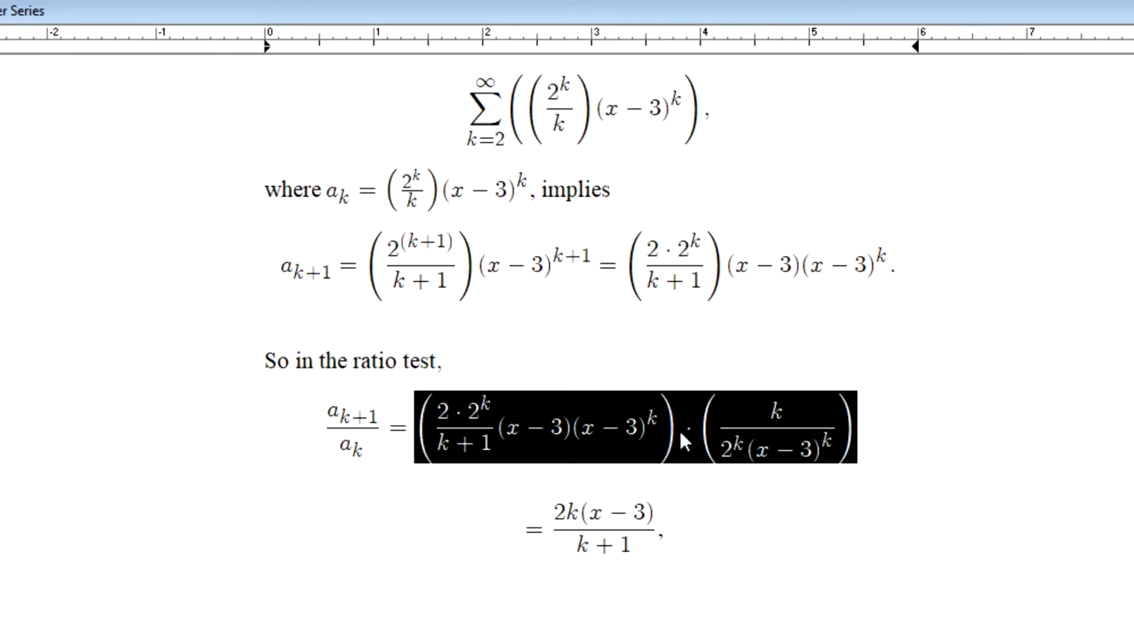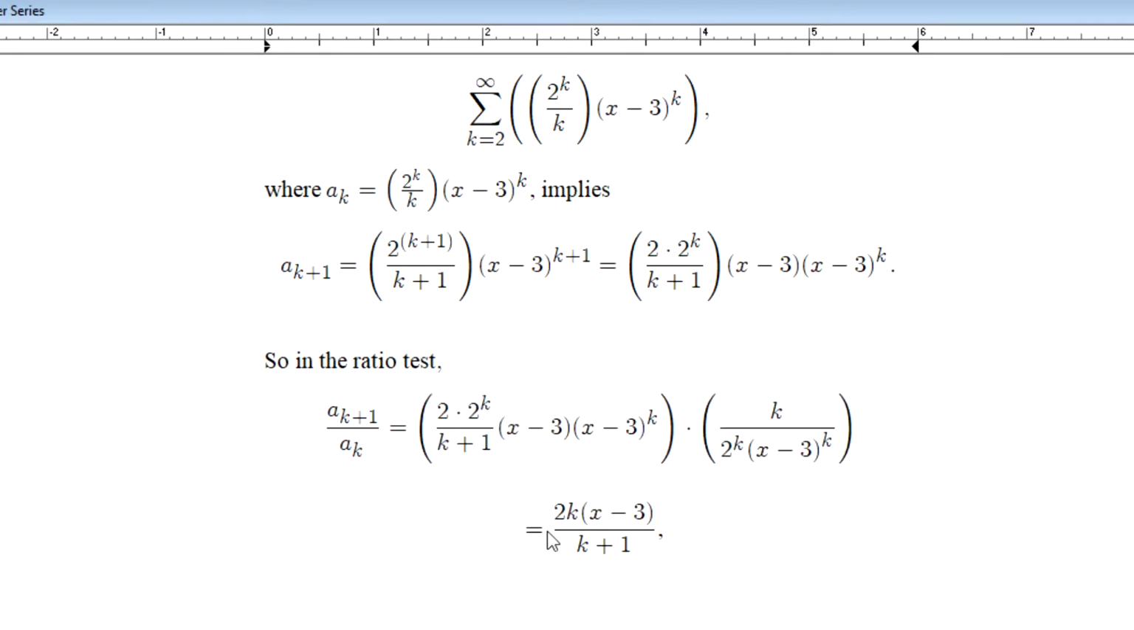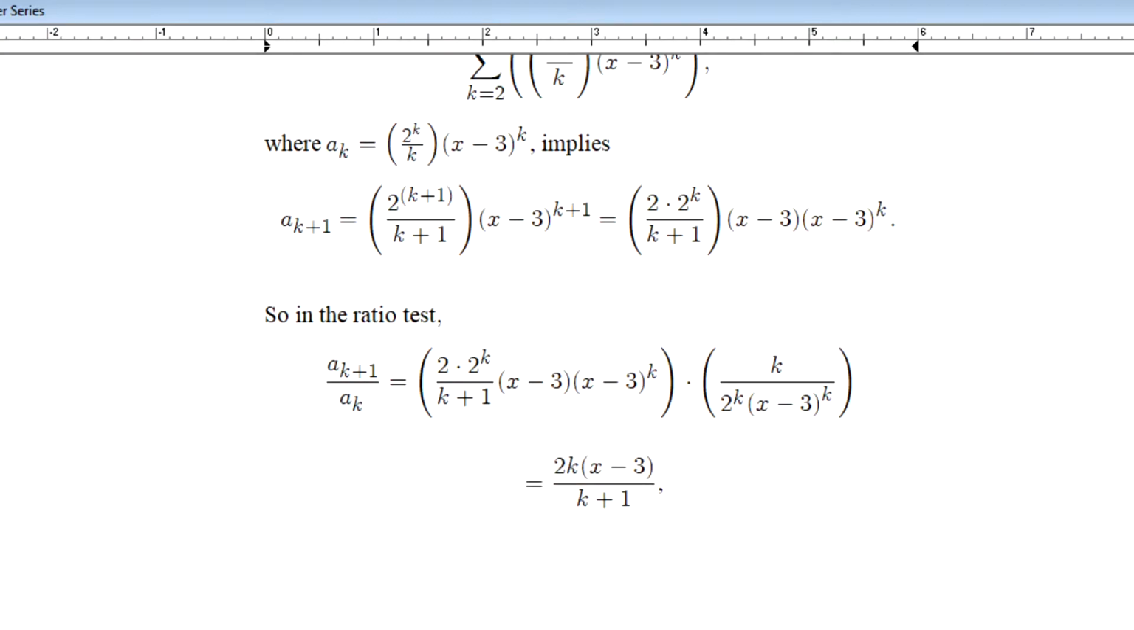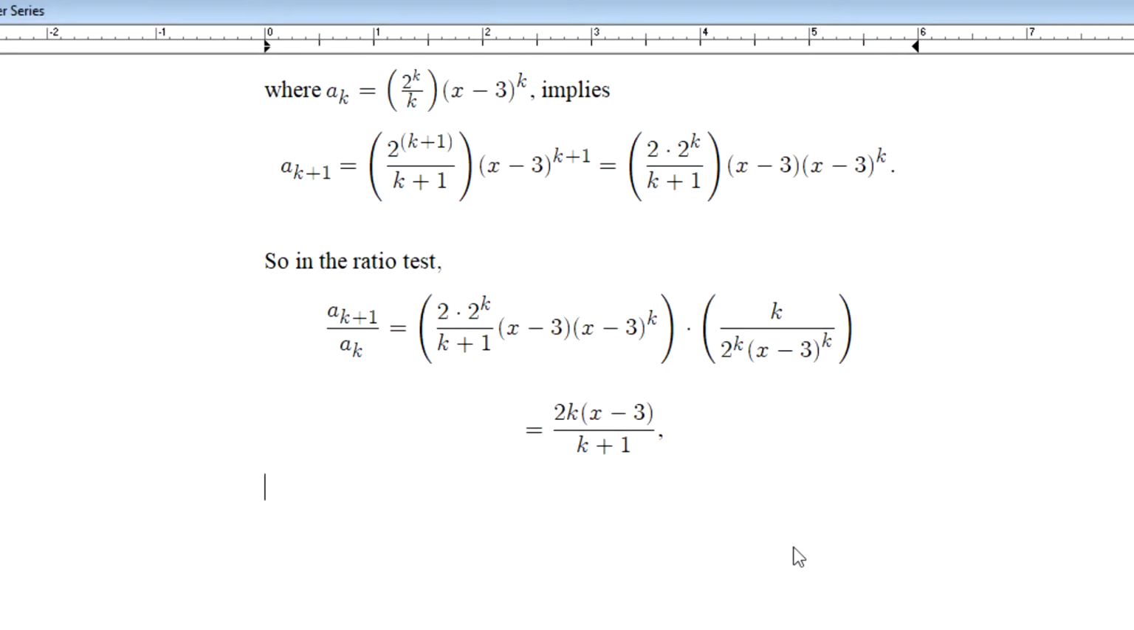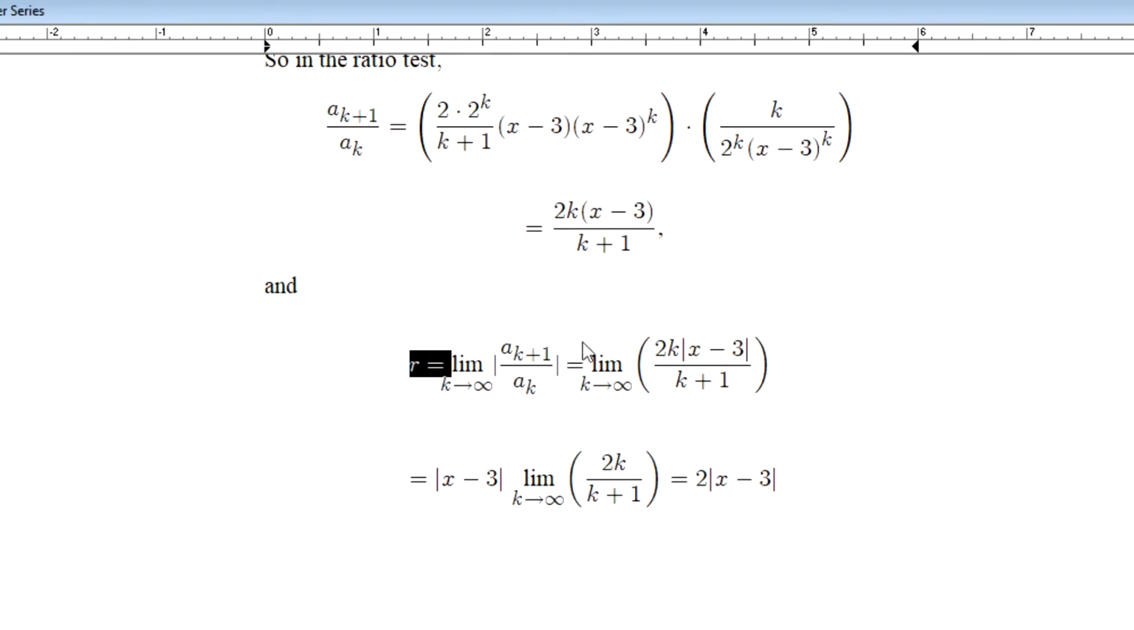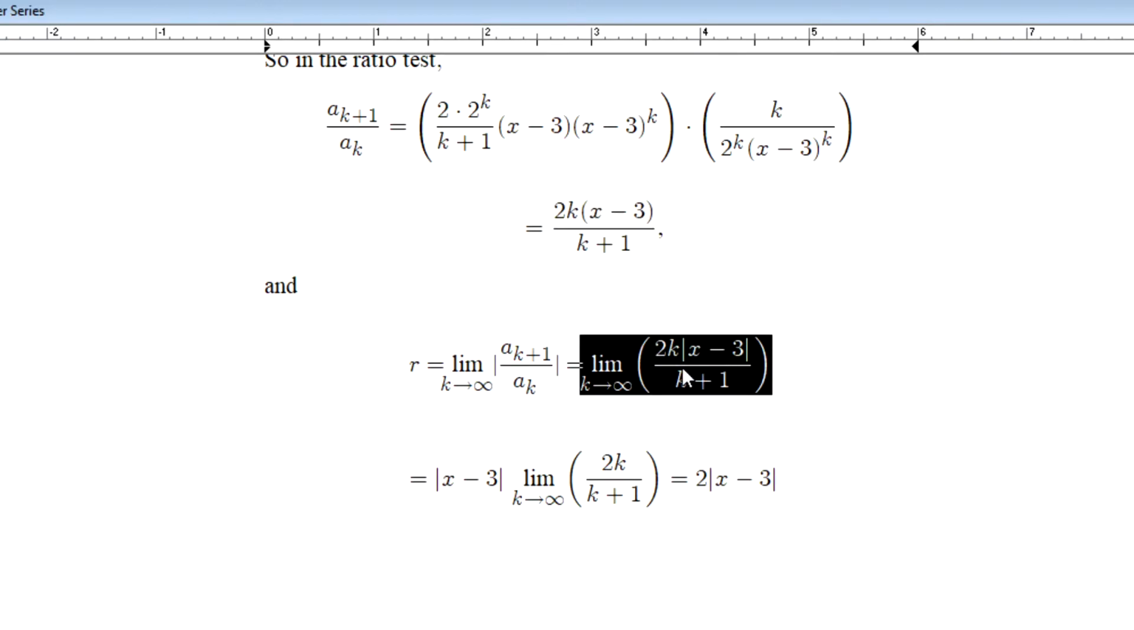If we consider simplifying that as we did back in the case for ratio tests, this does simplify to this argument here: 2 times k times the quantity x minus 3, divided by k plus 1. Where if we now put that into our ratio test, the value of r that we have in our test ends up equaling the limit as k approaches infinity for the absolute value of this argument.